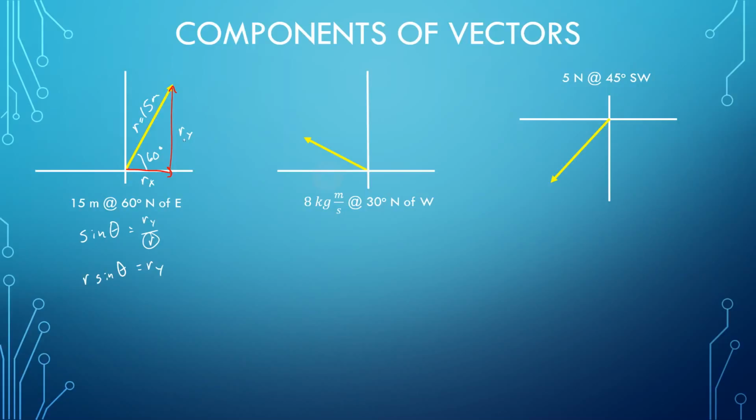I don't know. And for cosine, very similarly, let's do the work first. So you have cosine theta equals Rx over R. And using the same logic, we're just going to multiply both sides. Okay, let's try that again. We get R cosine theta equals Rx.